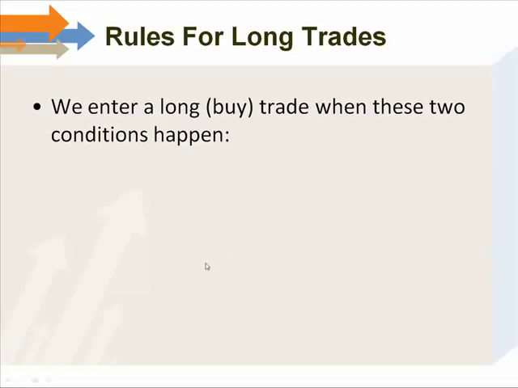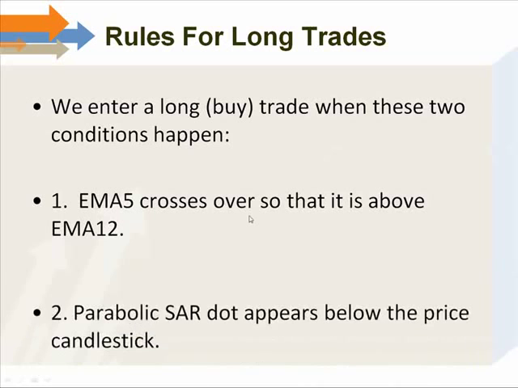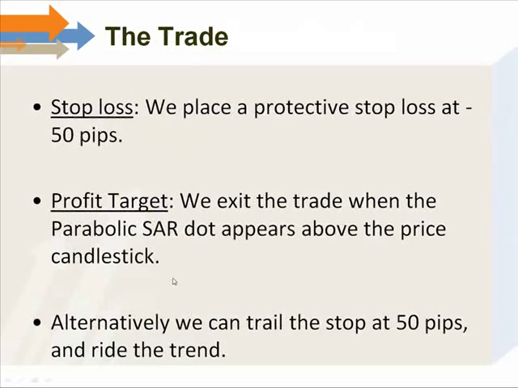We look for two criteria before entering a buy trade. We do so when these two conditions happen. The EMA 5 crosses over so that it is above the EMA 12. So on your charts, it's the blue line crossing over the green line, and it is now above the green line. And then we wait for the parabolic SAR dot to appear below the price candlestick at that point of the crossover. So once we do that, we enter the trade, and when we enter the trade, we place a protective stop loss at 50 pips.